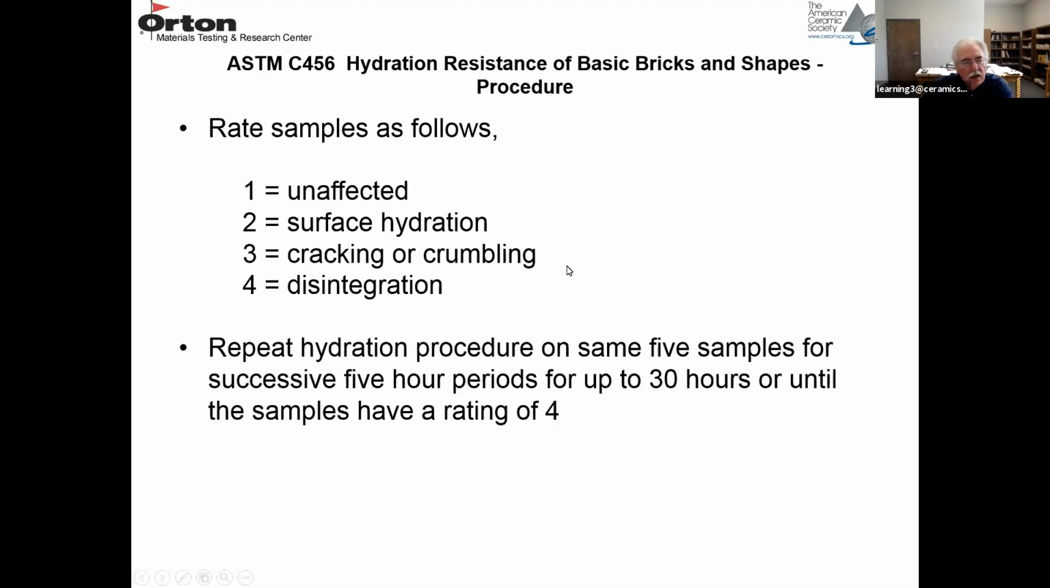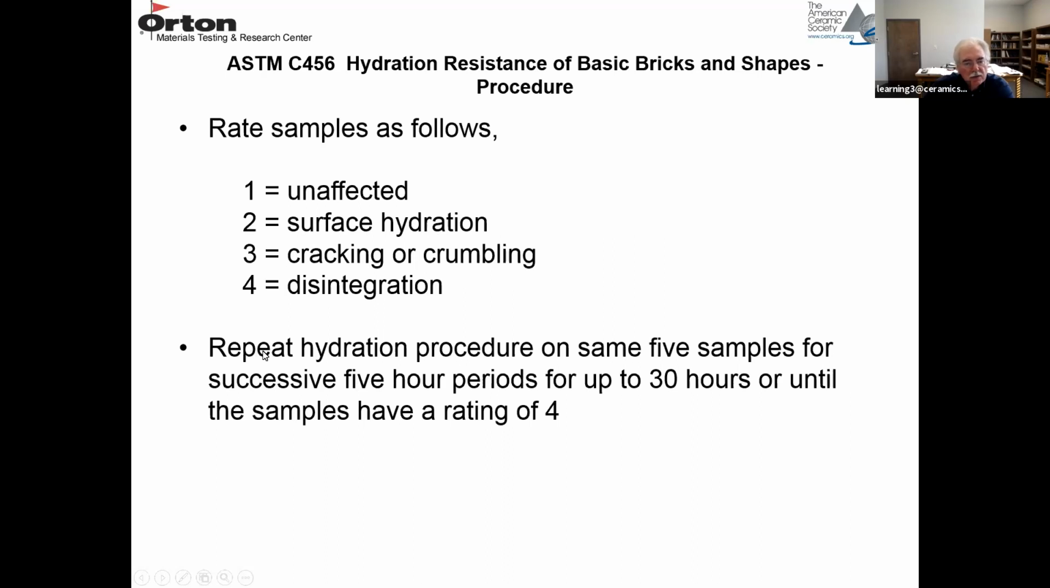And when the test is done, it's another visual rating, just as for CO disintegration and alkali vapor attack. 1 is unaffected. 2, if you see surface hydration. Powder forming on the surface would be a rating of 2. 3 if it's actually cracked or crumbling, and 4 if it's completely disintegrated.